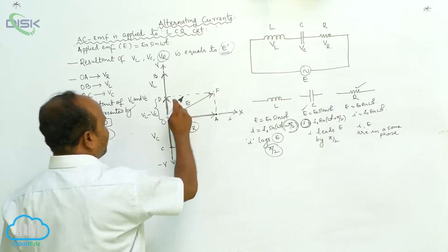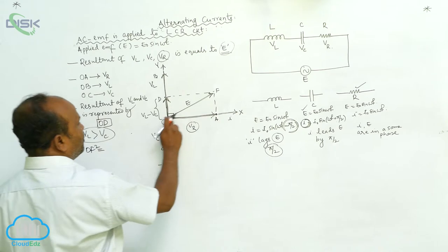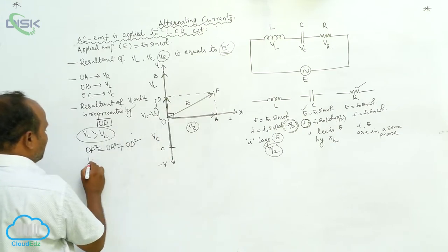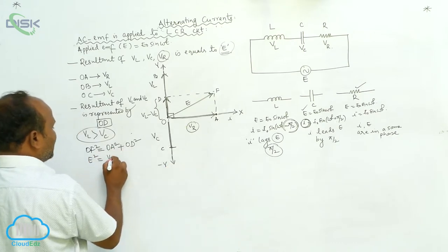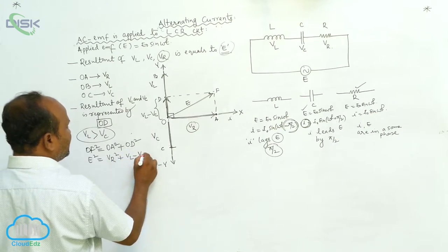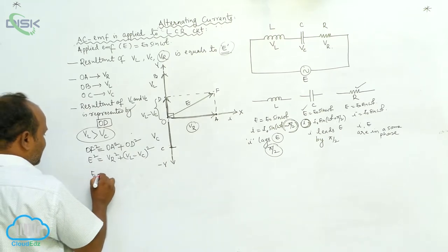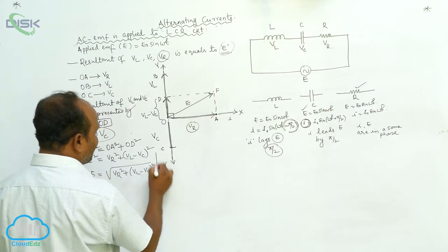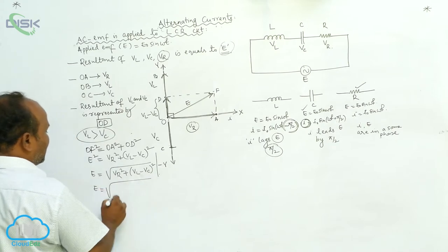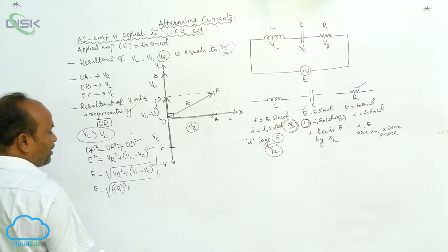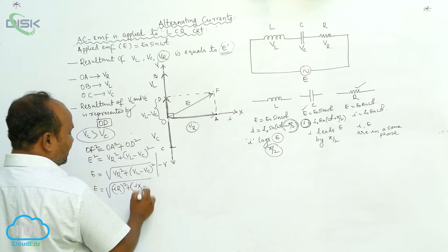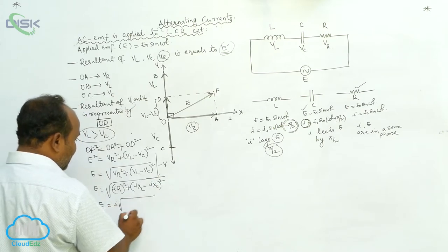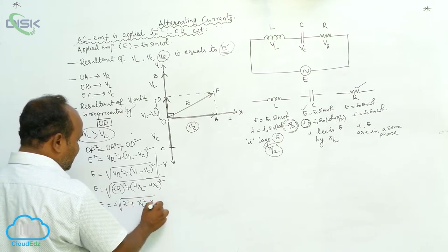Therefore, for the resultant EMF, OF square is equal to OA square plus OD square. Now, OF square is equal to E square, OA is VR square plus OD, that is VL minus VC whole square. Therefore, E is equal to square root of VR square plus VL minus VC whole square. What is VR? I into R, whole square, plus I into XL minus I into XC, whole square. Therefore, E is equal to I into square root of R square plus XL minus XC whole square.